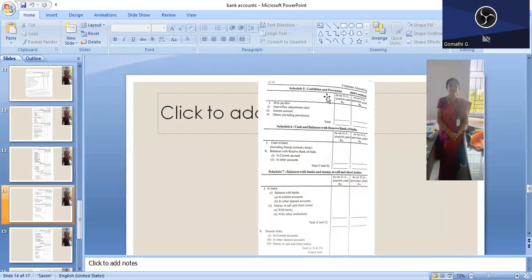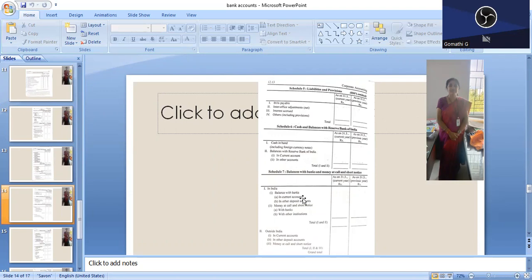Next one is schedule number 5, liabilities and provisions: bills payable, inter-office adjustments, interest accrued, others. Next one is schedule number 6, cash and balances with RBI: cash in hand, balances with RBI in current account, in other account. Next one is schedule number 7, balances with banks and money at call and short notice.